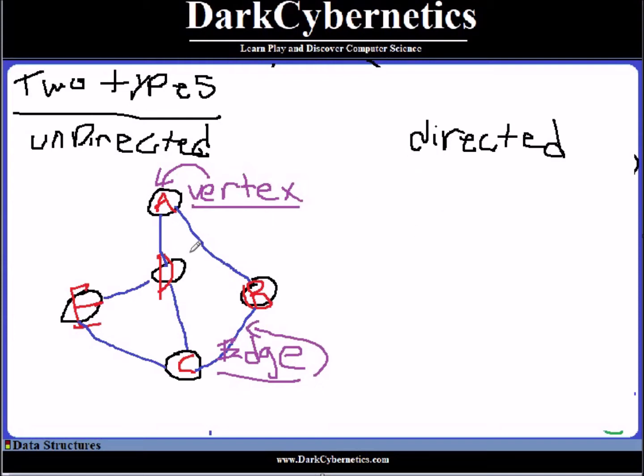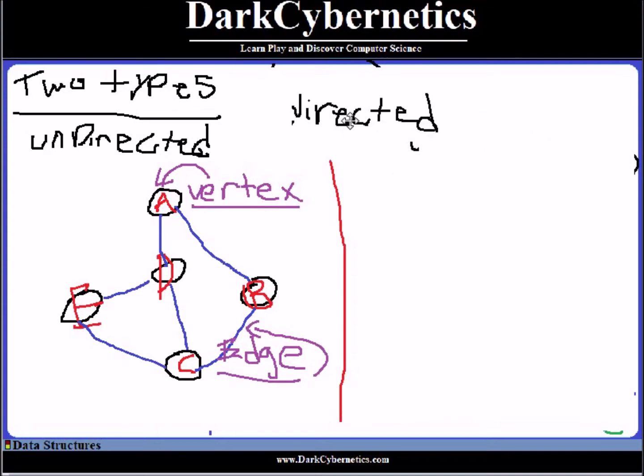Alright, so let's continue. Let's talk more about the undirected graph. Let's move this word directed over to the top, and let's just get rid of it entirely. Alright, we'll need that. And let's talk about how we write notation for an undirected graph.